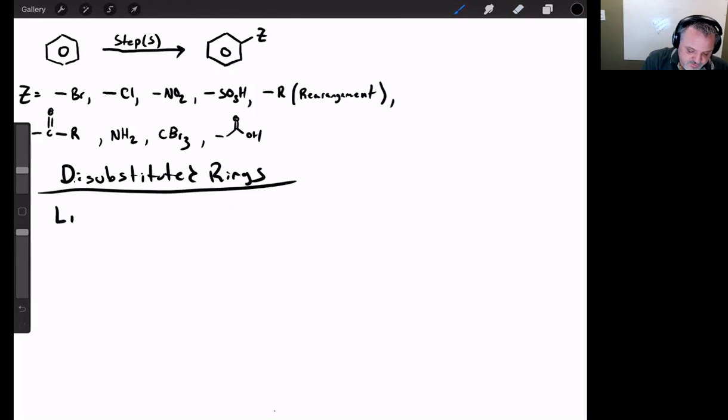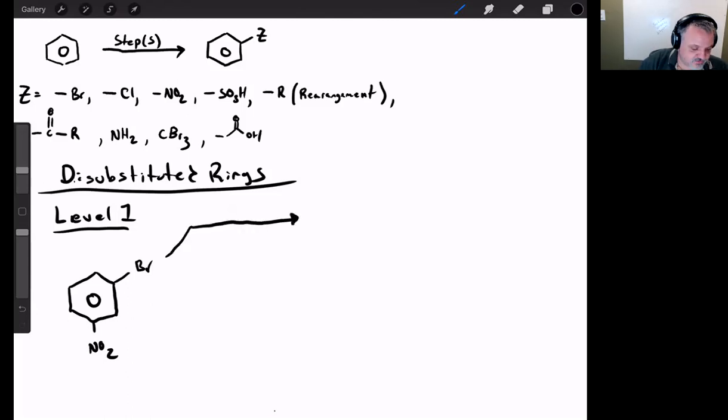I'm just going to break it down into levels. I'm going to call this one level 1. This one's fairly straightforward. The only consideration that you have to make in a level 1 example is what are the directing effects? And so what order should I do the reactions in? I've got 2 choices. In the first path, I could do nitration followed by bromination.